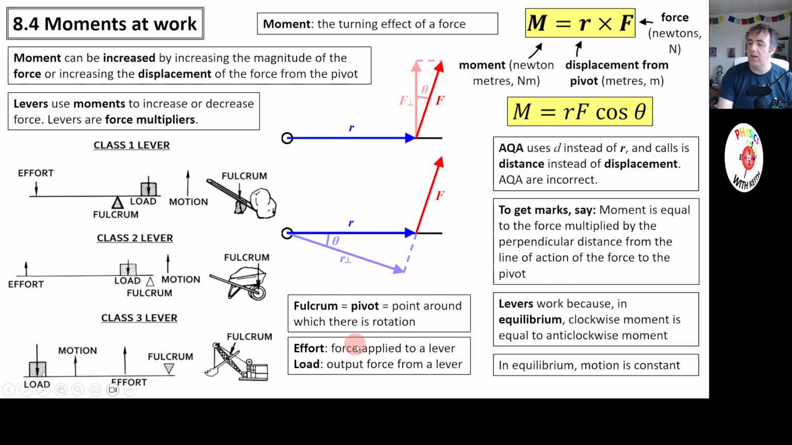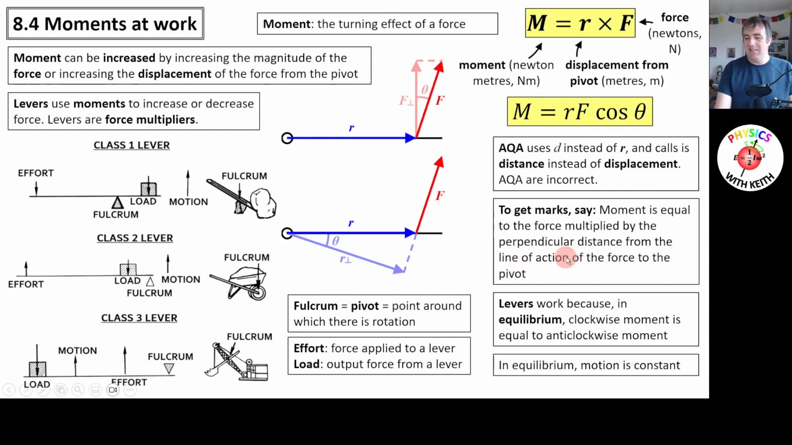The reason they do that is because they don't want to confuse students by talking about a radial displacement, even though it's more correct. But if you are hoping to get marks in your GCSE examinations, then learn this nonsense. Moment is equal to the force multiplied by the perpendicular distance from the line of action of the force to the pivot.